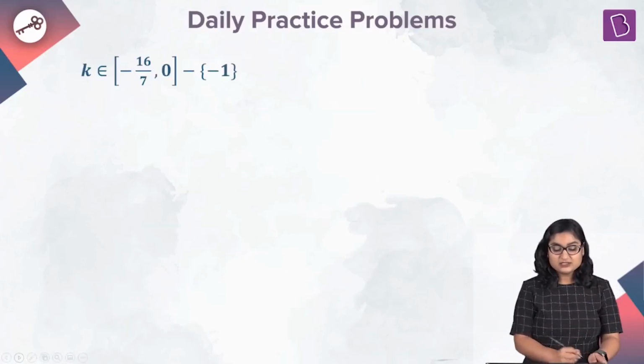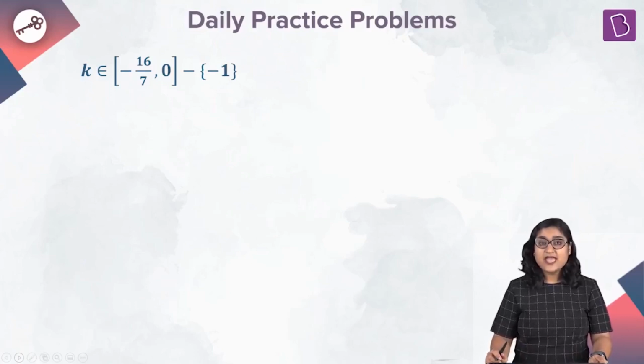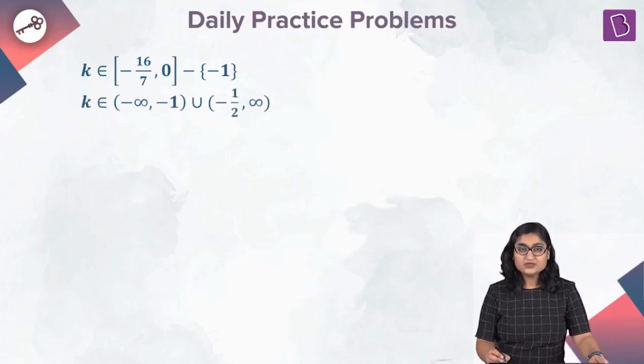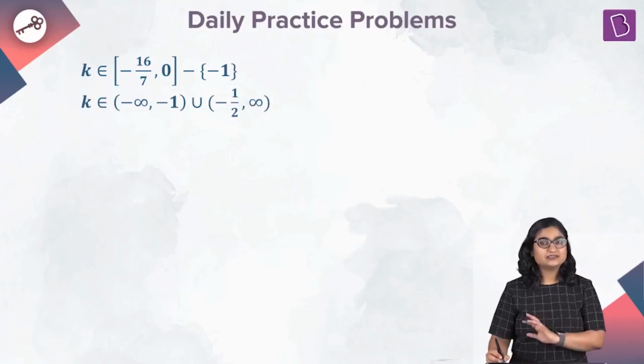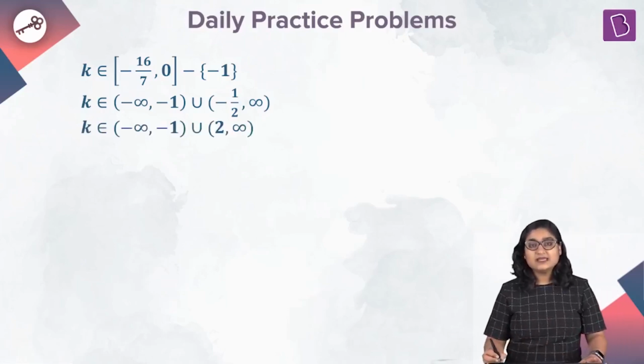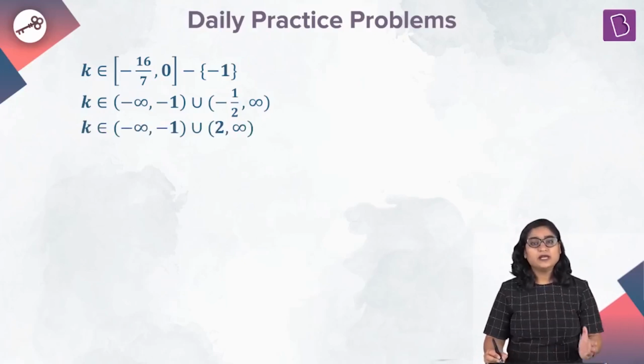So this is the first interval where k belongs to the interval minus 16 by 7 to 0, excluding minus 1. The second interval is minus infinity to minus 1, union minus half to infinity, excluding both minus 1 and minus half. The third interval is minus infinity to minus 1, union 2 to infinity, excluding both minus 1 and 2.